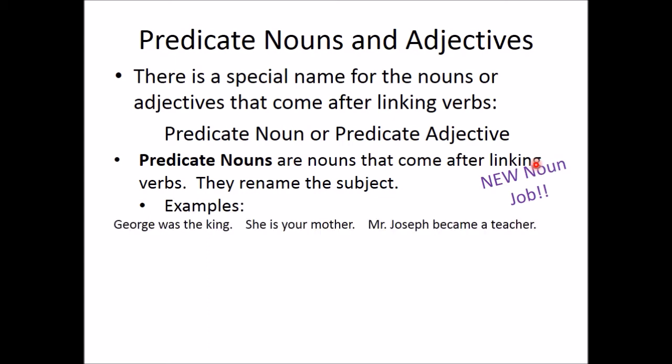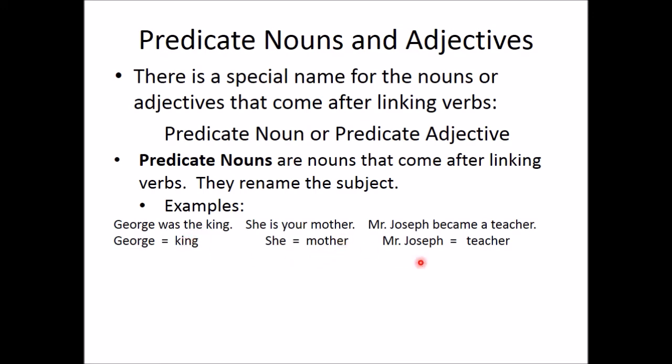Here are some examples. George was king. She is your mother. Mr. Joseph became a teacher. In every case, the linking verb was, is, or became is acting like an equal sign. George equals king, she equals mother, Mr. Joseph equals teacher. And the word that the subject is being linked to is a noun. King is a noun, mother is a noun, teacher is a noun.